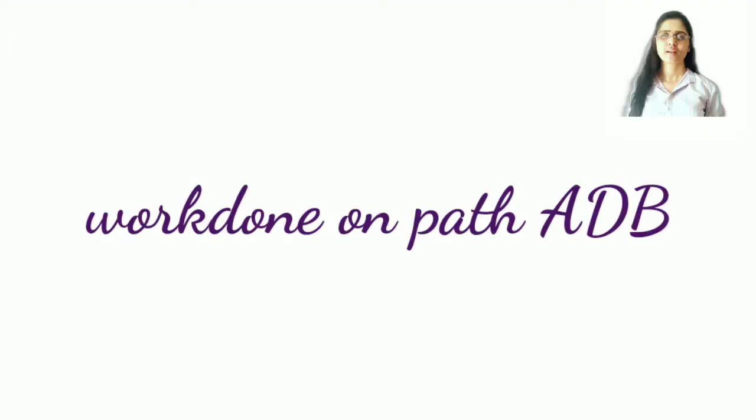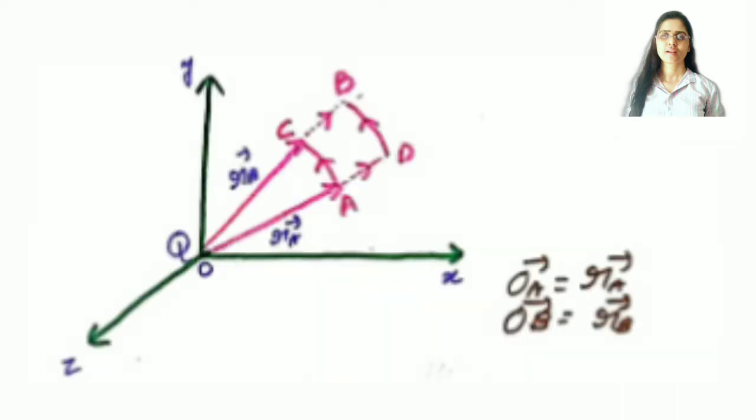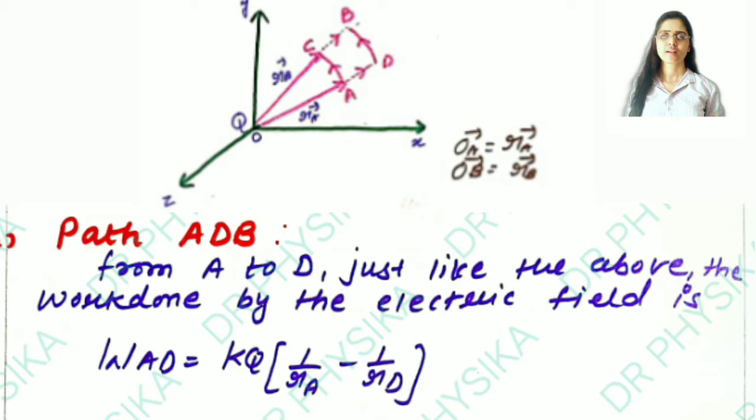Now I am going to discuss the second path, path ADB. Let's start. Look at this diagram. First we go from A to D in direction vector OD. Then we go from D to B on circular arc DB having radius OB. So the work done by the electric field is obtained as W of AD is equal to KQ in bracket of 1 upon RA minus 1 upon R of D.